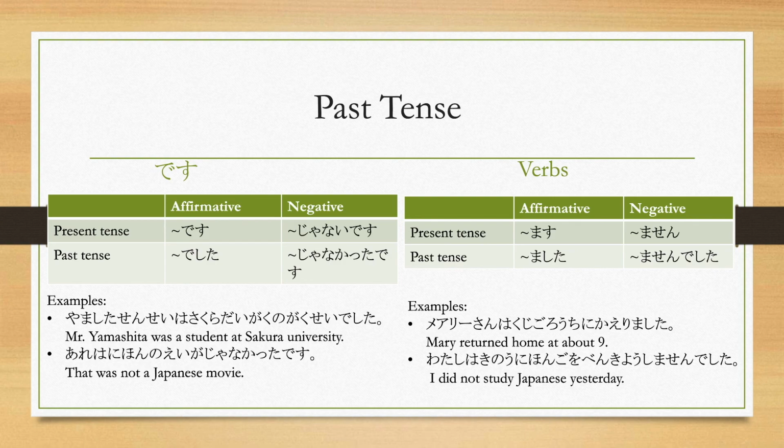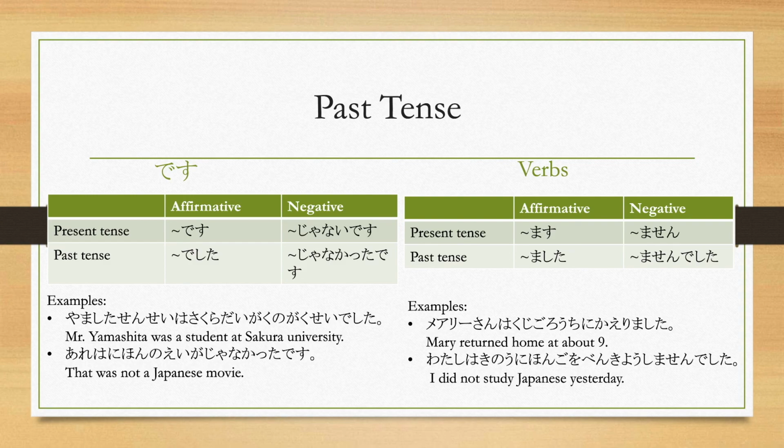Yamashita sensei wa Sakura Daigaku no gakusei deshita. So Mr. Yamashita was a student at Sakura University. And then this one is also: Are wa Nihon no eiga janakatta desu. So that was not a Japanese movie.